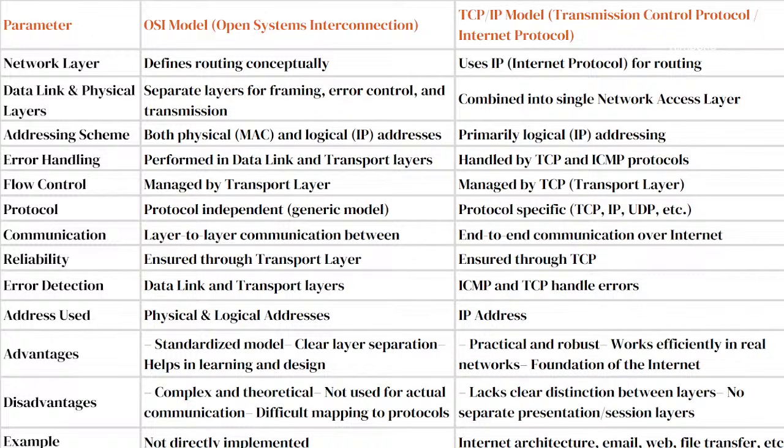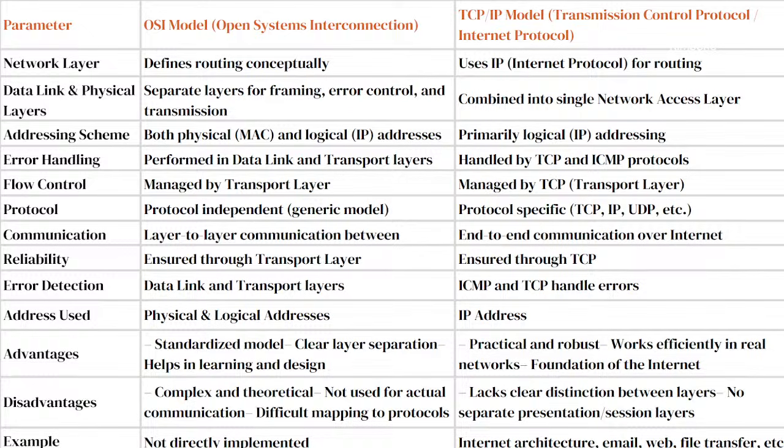And then we'll move to the next, that is internet control message protocol, ICMP. Then, flow control is managed by the transport layer, here also the transport layer, but by TCP. Then, protocol independent means a generic model will be there, and in this area protocol specific is there. When it comes to communication, layer to layer communication will be there, and in TCP/IP, we can say end to end communication over the internet.